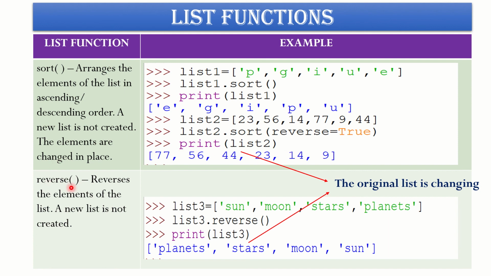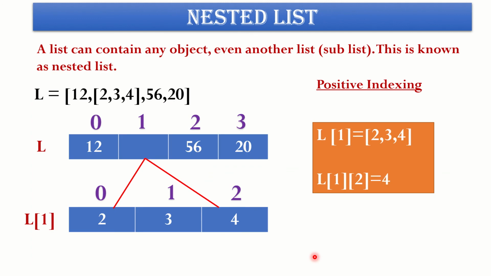Reverse function, as the name suggests, will reverse the elements of the list. A new list is not created. If you see, using sort and reverse, the original list changes. So if I give list 3 dot reverse here, the list is printed in reverse, and this is the original list which has changed. Now, let us look at a nested list.